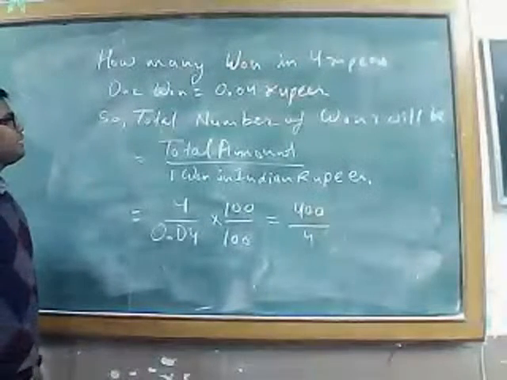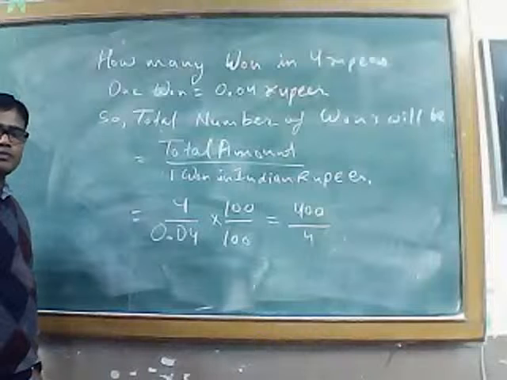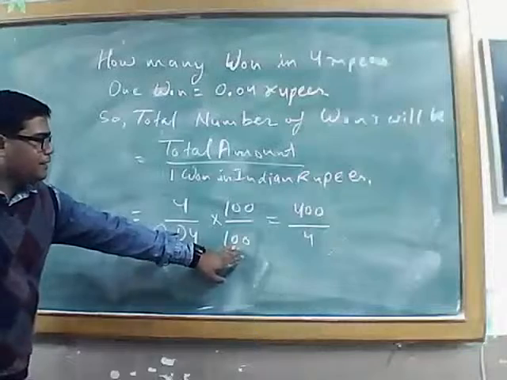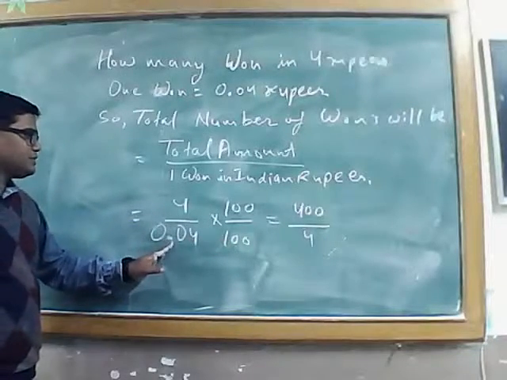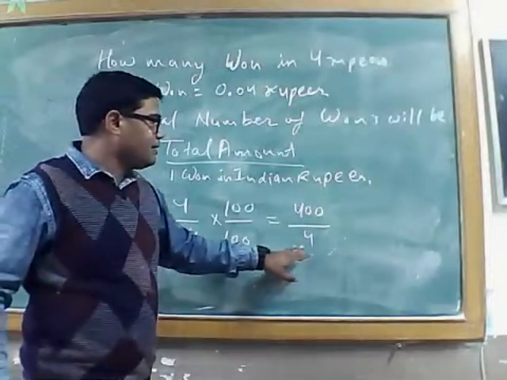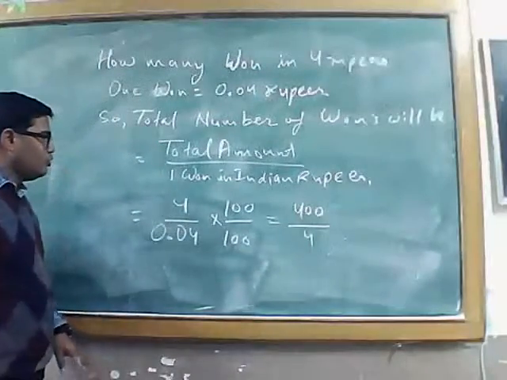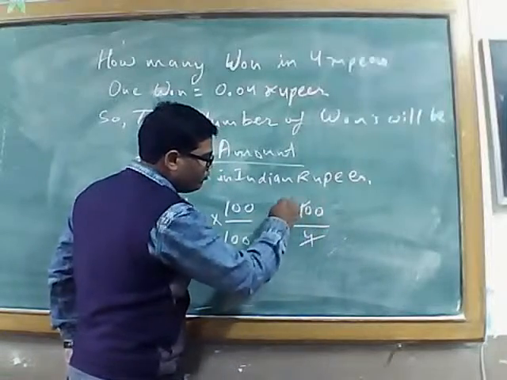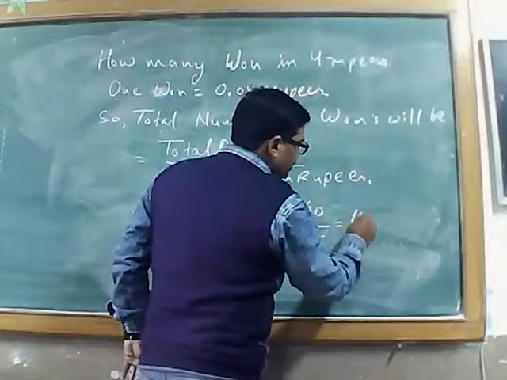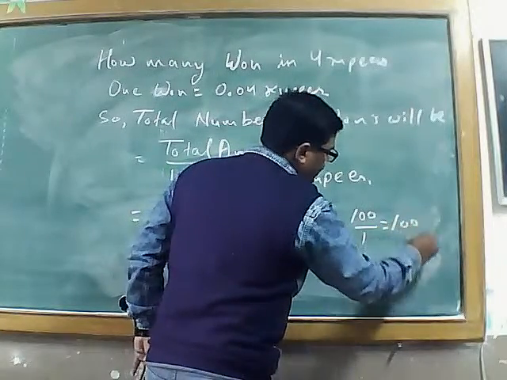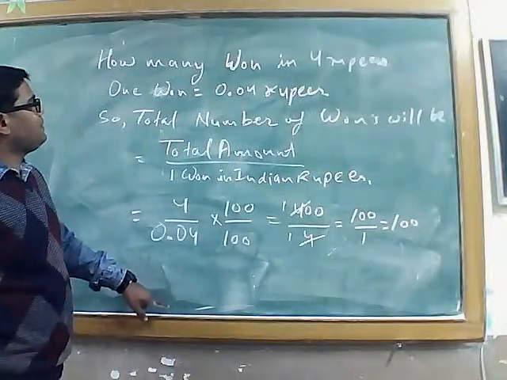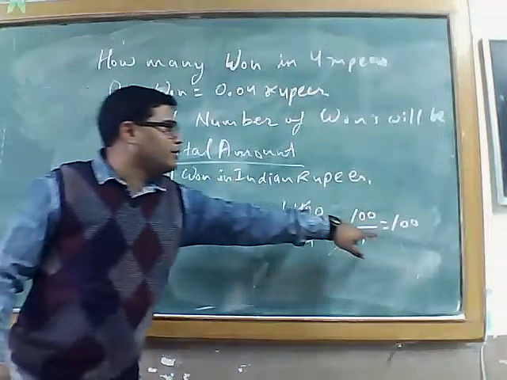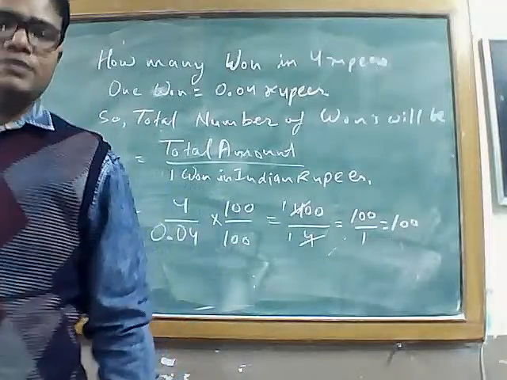Now you will ask, sir, how did this come, 400 divided by 4? Multiply it, and the decimal automatically moves 2 places back because of the 2 zeros, and after multiplying you will get just 4. Okay, and 4 multiplied by 100 will be 400. So 4 ones are 4 and 4 ones are 4. They will be cancelled. So we can say 100 divided by 1 is equal to 100. So when he goes with 4 rupees to buy won, how much will he get? He will get just 100 wons in 4 rupees.